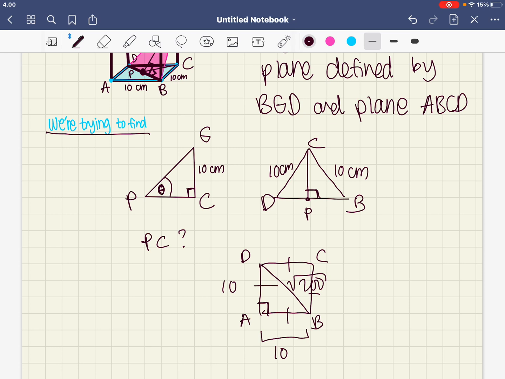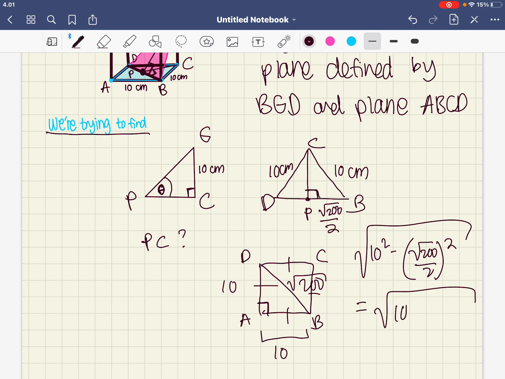Square root of 200. So PB is square root of 200 divided by 2. So CP would be 10 squared minus square root of 200 over 2 squared. And square root that, right? Pythagorean theorem. 100 minus 200 over 4, so square root of 50. So that is just CP here, square root of 50.